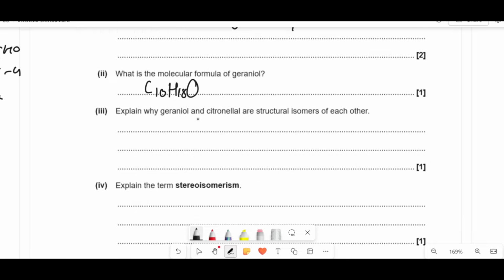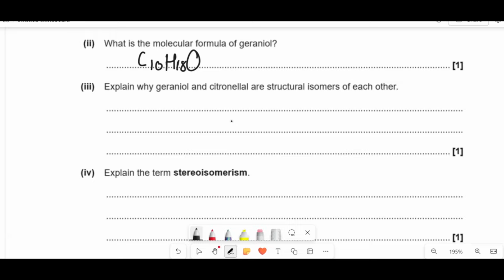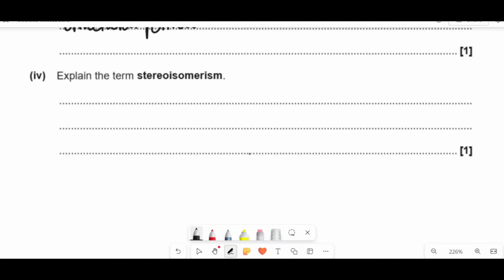Explain why geraniol and citronellal are structural isomers of each other. It's because they have the same molecular formula, but different structural formulae. Now it says, explain the term stereoisomerism. It's where you have the same structural formula, but a different arrangement of atoms in space.